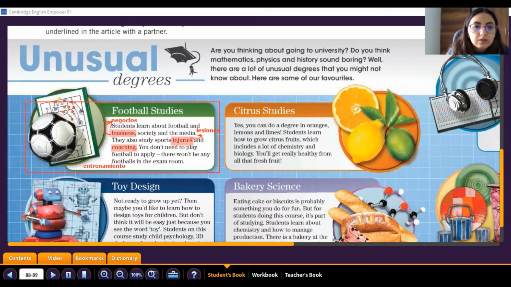Okay. So let me just match this. You don't need to play football to apply. Si no necesitan saber fútbol para poder postularse a esta carrera. There won't be any football in the exam room. ¿Sí? No les van a tomar como examen jugar fútbol.